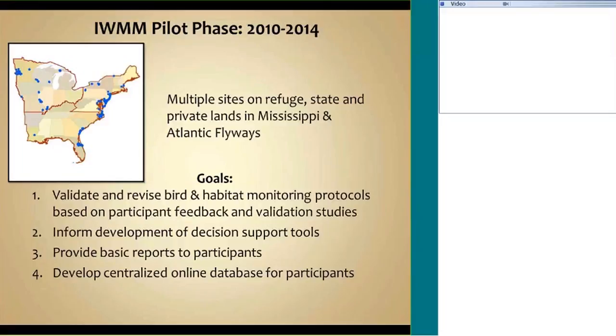The goals during the pilot phase were to validate and revise the bird and habitat monitoring protocols based on participant feedback and validation studies, and also to inform the development of decision support. Also, during this phase, we provided basic reports to the participants, and we developed the beginning of a centralized online database for participants.